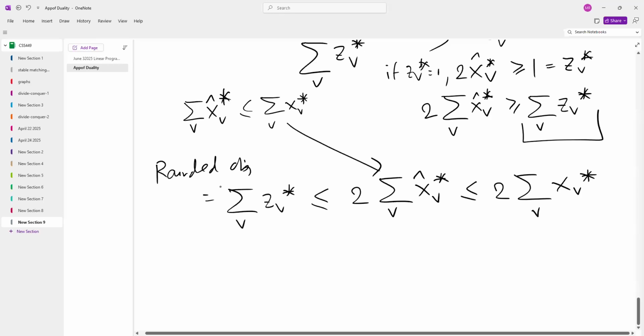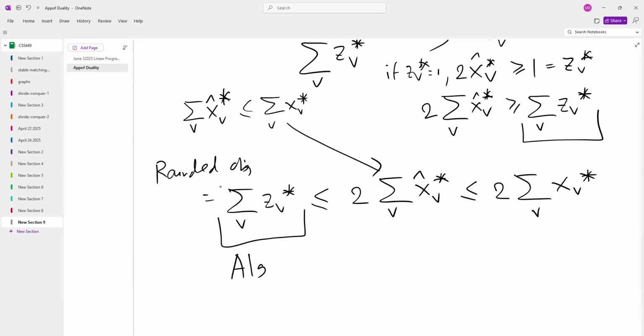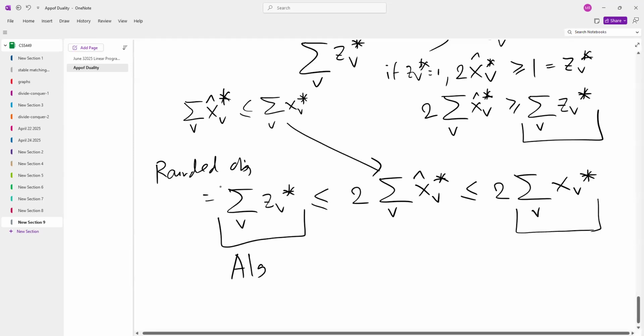Okay, just a comment on this. And this is my algorithm, which is relax the LP and round it. So this is what I'm proposing as the algorithm. And then what is this? This is our original LP. This is the exact LP.